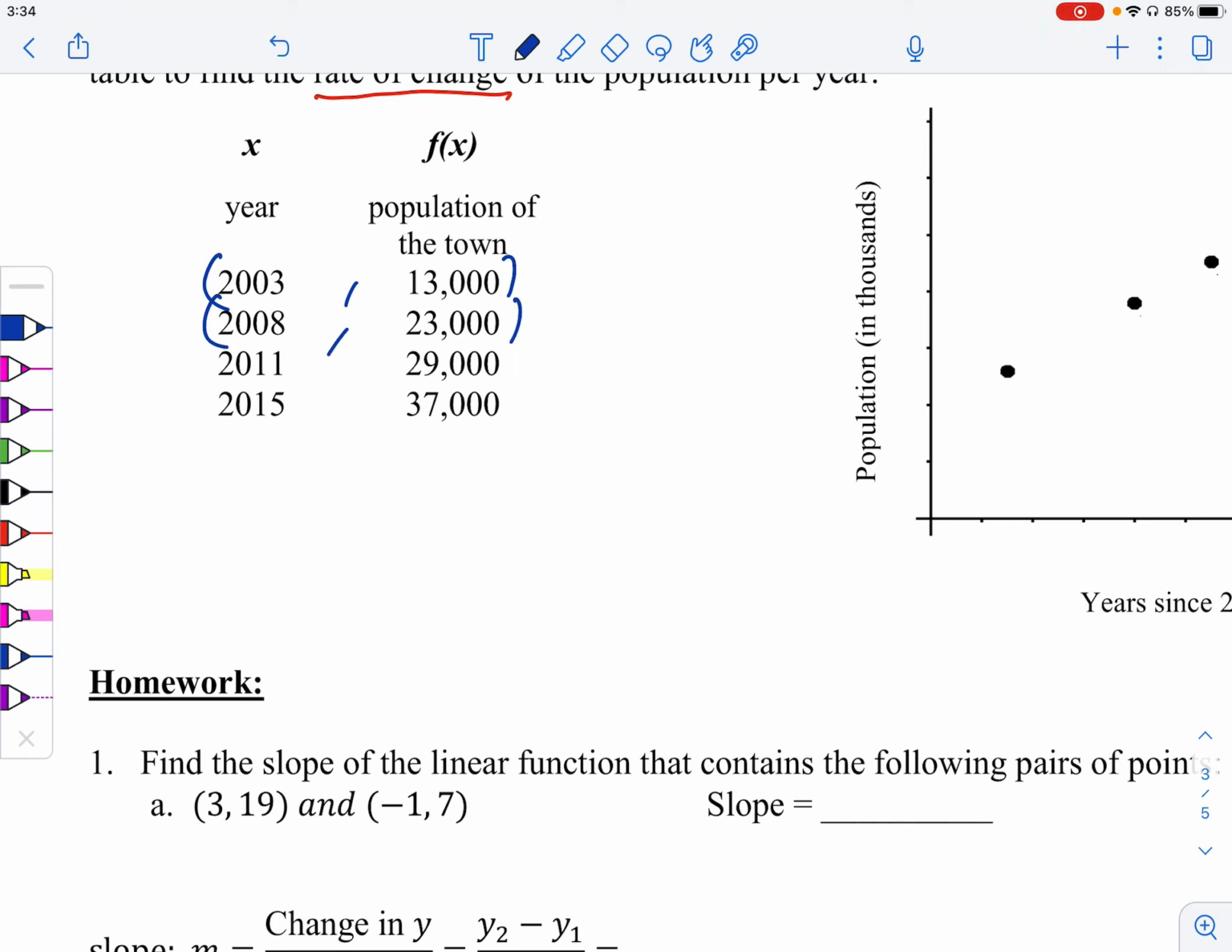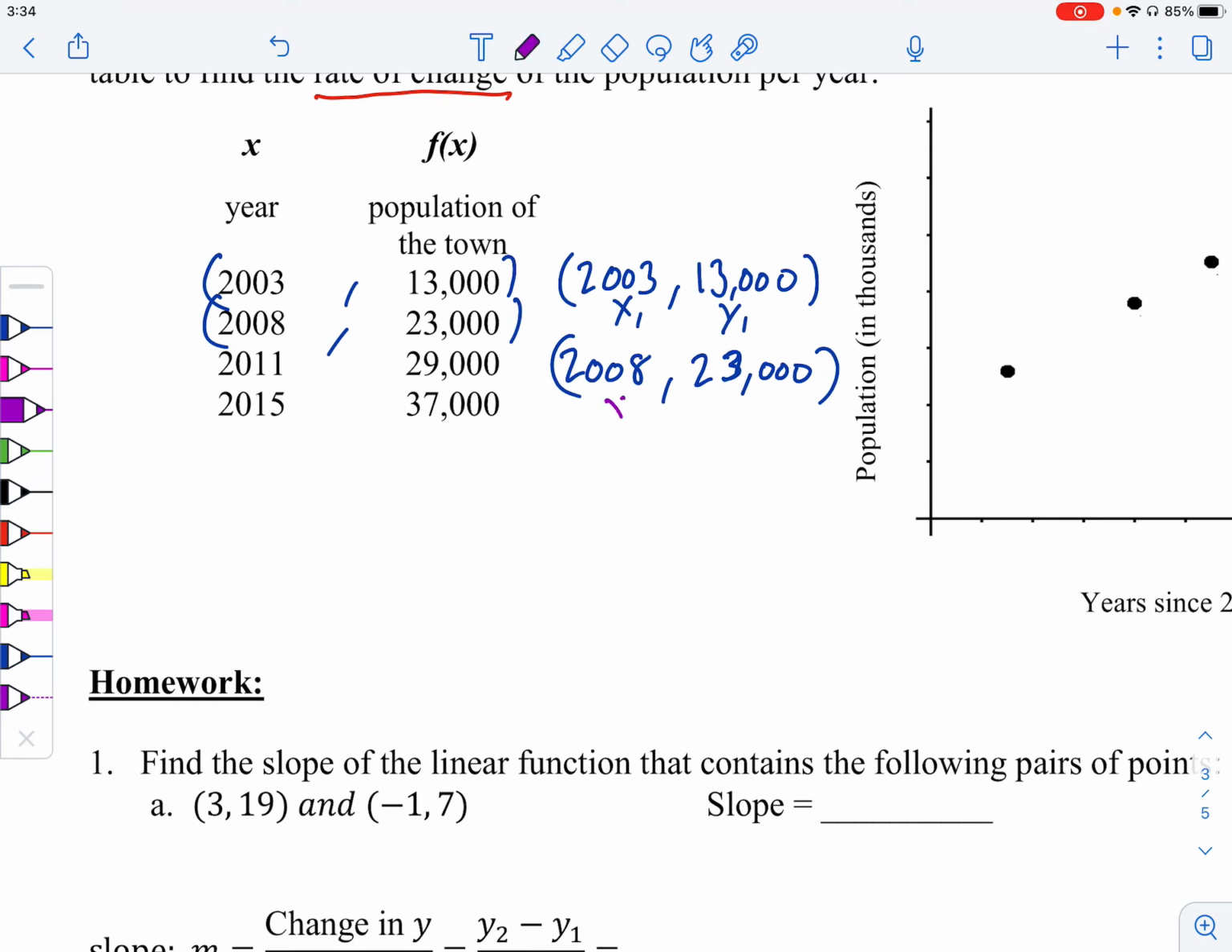So we have 2003, 13,000 people. And we also have 2008, 23,000 people. That's our 2 data points. And once you have the 2 data points, label them x1, y1, x2, y2, and we use our slope equation. So m equals y2 minus y1 over x2 minus x1.